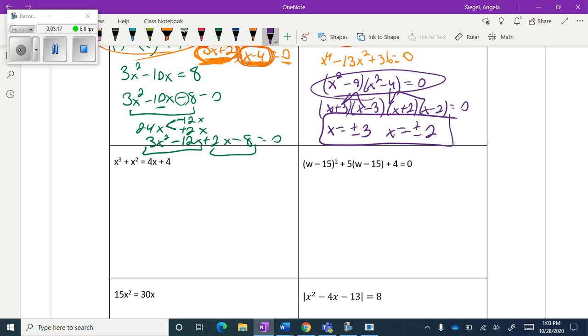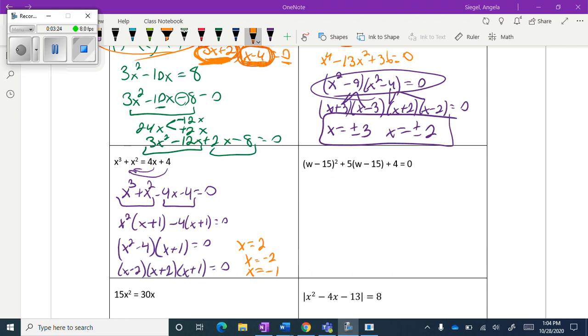Okay, on this one, I think I'm going to move these 2 over in this direction and go ahead and take it from there. Okay, so I end up with positive 2, negative 2, and negative 1. Go ahead and do this one.